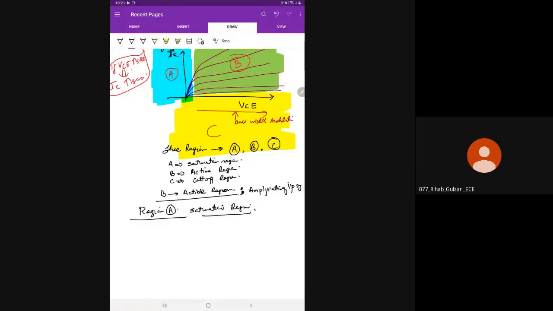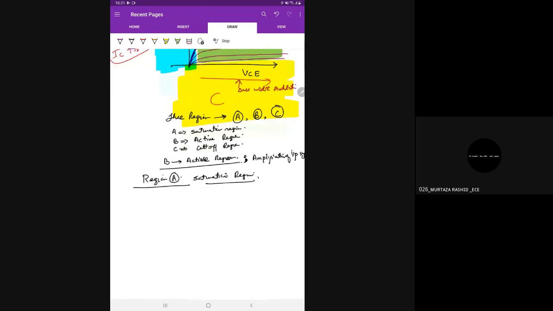And we know that in saturation region, what is the case? Both the junctions are forward biased or reverse biased? Forward bias. So both the junctions are forward biased. Normally the emitter base junction is forward biased and the collector base junction is reverse biased.